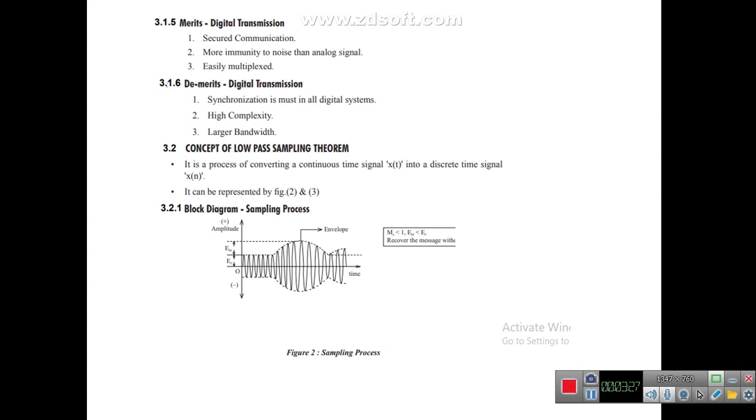The next one, the concept of the low pass sampling theorem. Low pass sampling is used for converting a continuous time signal to a discrete time signal, that is, to convert analog to digital. Here is the process of converting a continuous time signal x(t) into a discrete time signal x(n). This is the block diagram and the sampling process waveform. This is the envelope of the sampling signal. Here fm and fc are the bandwidth of the continuous signal. So this is the sampling process.